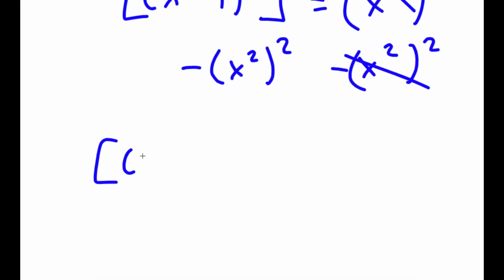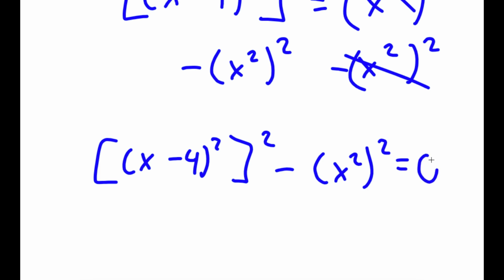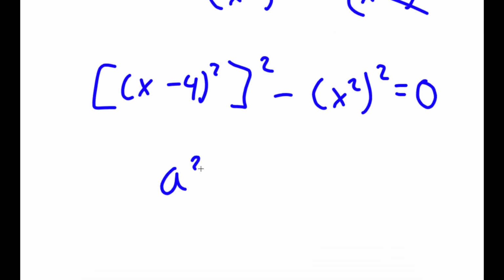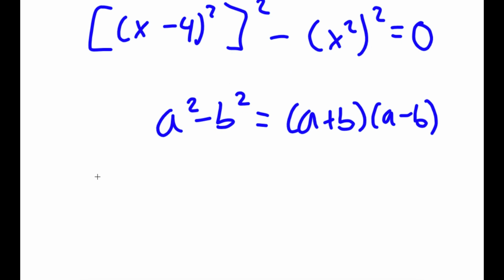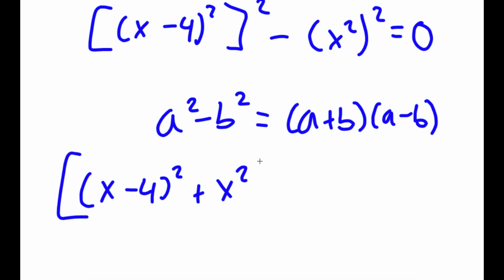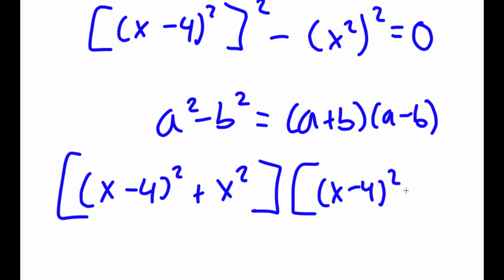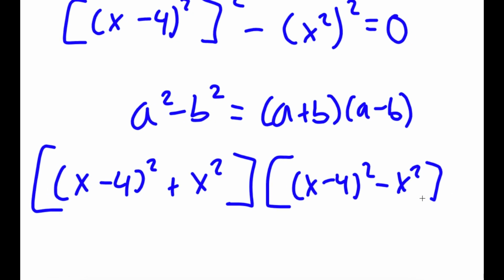And now I have ((x - 4)^2)^2 - (x^2)^2 = 0. Now, if I have something in the form a^2 - b^2, this is equal to (a + b) times (a - b). So in this case, this is equal to ((x - 4)^2 + x^2) times ((x - 4)^2 - x^2) = 0.